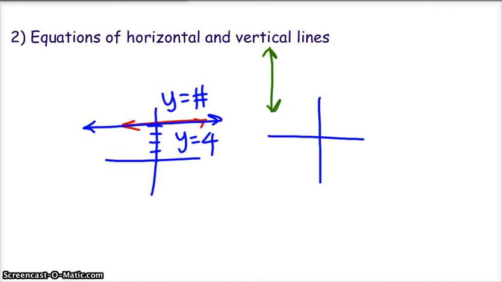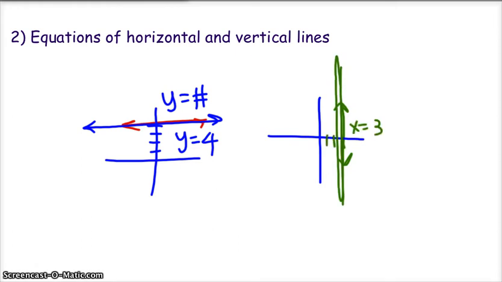The vertical line is going through the x, cutting all the way through it. So 1, 2, 3, this is going to be x equals 3. So x equals a number, y equals a number.